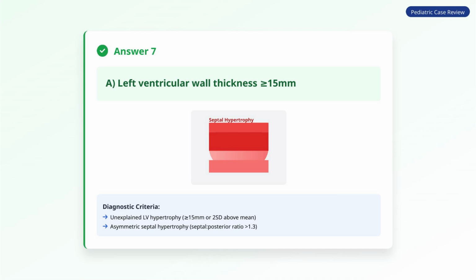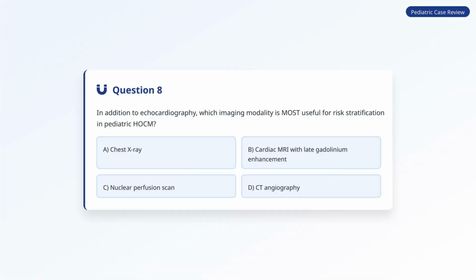Diagnostic criteria include unexplained left ventricular hypertrophy with wall thickness 2 standard deviations above the predicted mean for age. Asymmetric septal hypertrophy is classic with septal to posterior wall ratio greater than 1.3. In addition to echocardiography, which imaging modality is most useful for risk stratification in pediatric hypertrophic obstructive cardiomyopathy? A. Chest X-ray. B. Cardiac MRI with late gadolinium enhancement, C. Nuclear perfusion scan, or D. CT angiography?